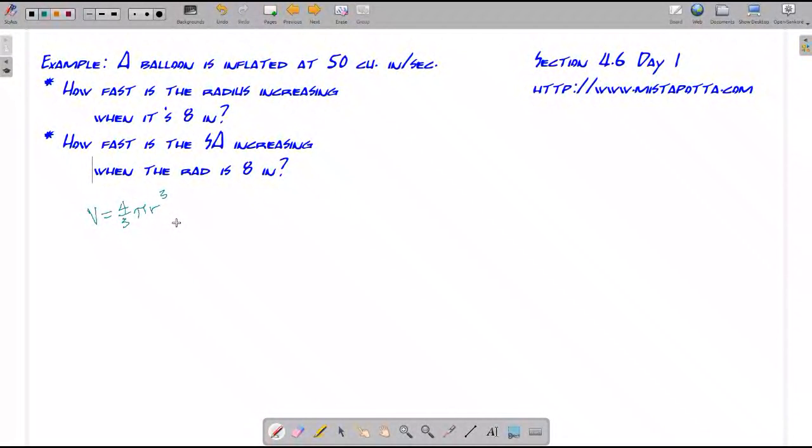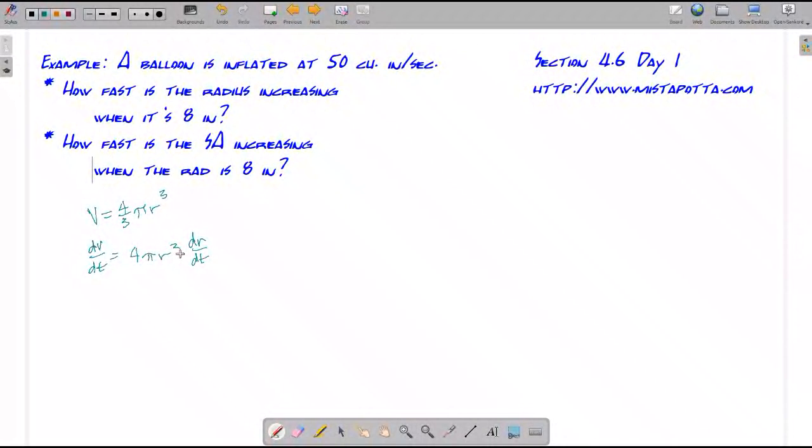And the second thing I need to do is take the derivative with respect to time. So I'm going to be taking the derivative of volume with respect to time, and the derivative of my radius with respect to time. Of course, the derivative of this expression, because of its coefficients, I'm going to end up with 4/3 pi times 3r squared, or 4 pi r squared.